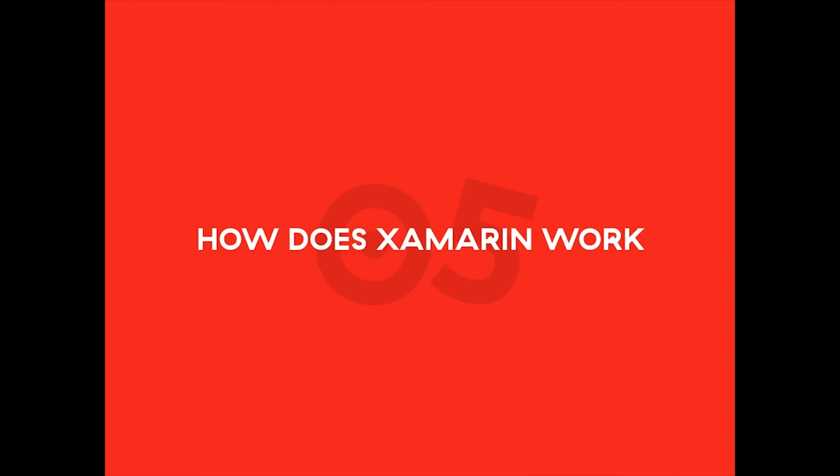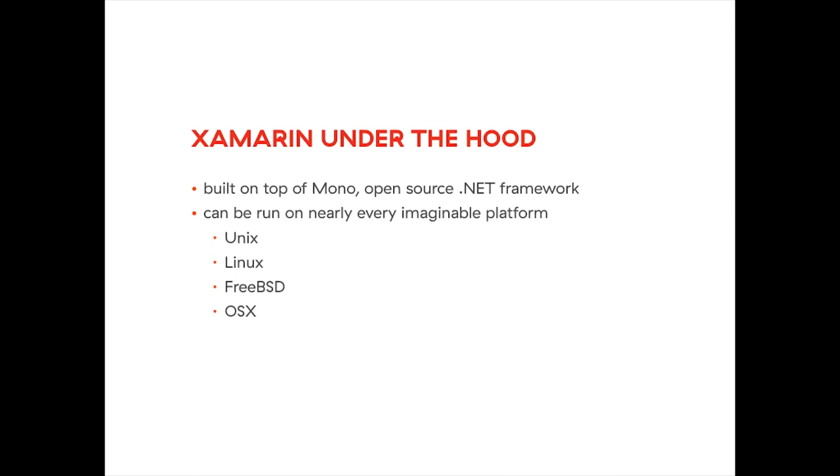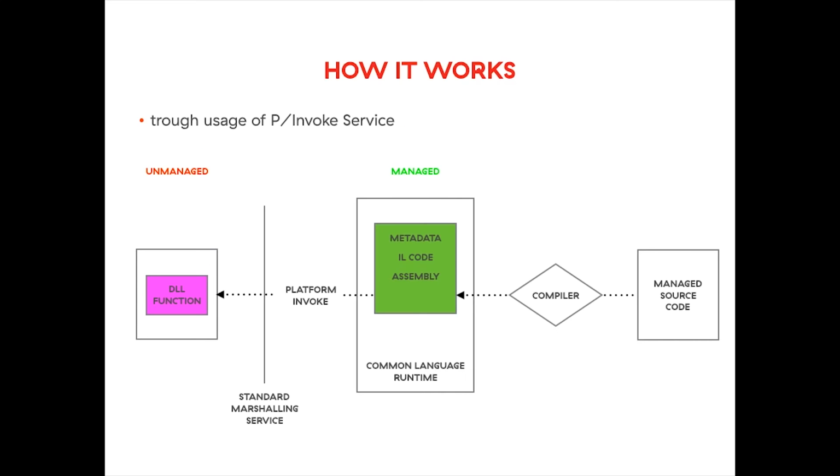And the thing that will probably be most interesting for you is how does Xamarin work? Basically, Xamarin is built on top of Mono, which is an open source .NET framework. Mono is, I would say, more than 10 years old, so I think it's pretty mature. And this is really powerful stuff because it can be run on nearly every imaginable platform that you can think of. It's really nice stuff. Except Microsoft. How does it work?